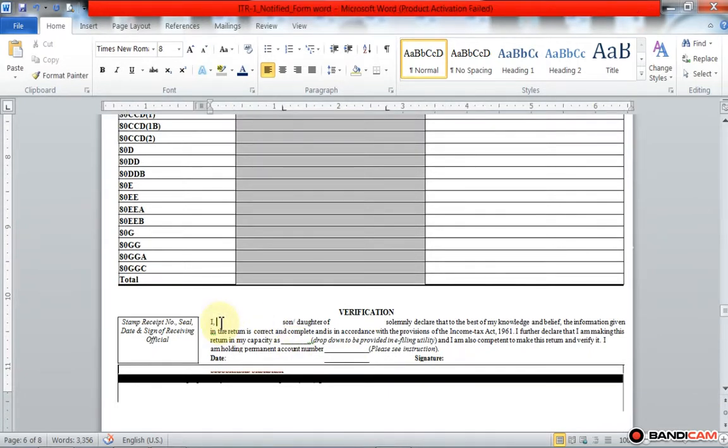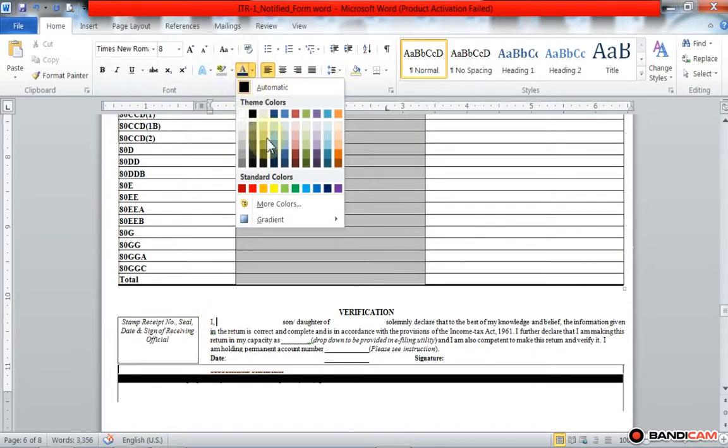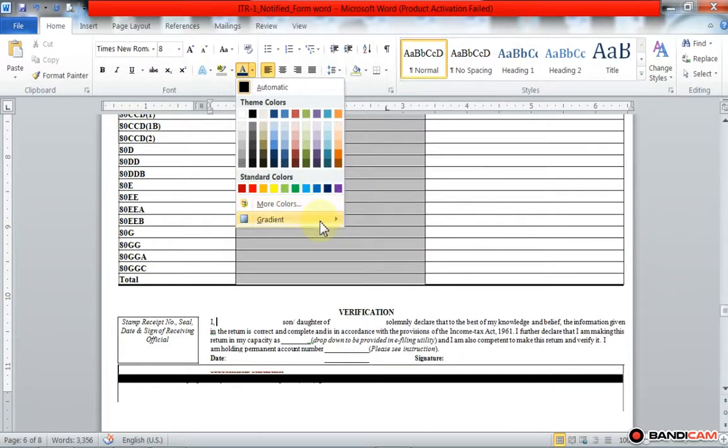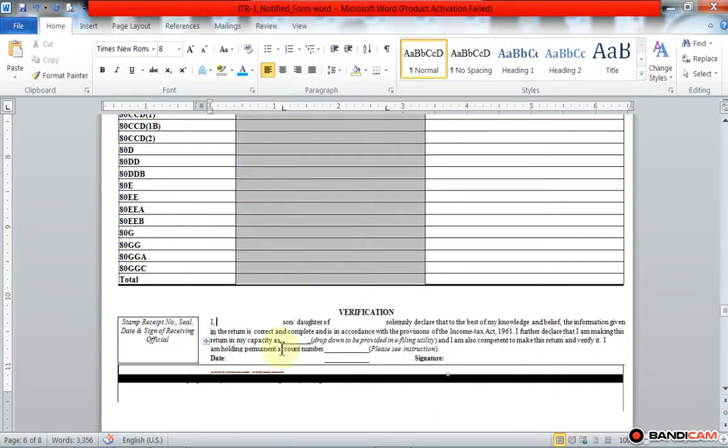Now here verification, that is I, Nitin. So here we write the name in a different color. Okay, so here we write the name in a different color for your understanding. Okay, I Nitin Madhukar Tipale.